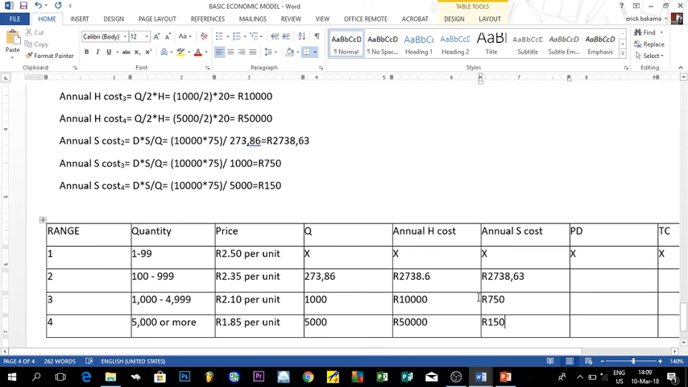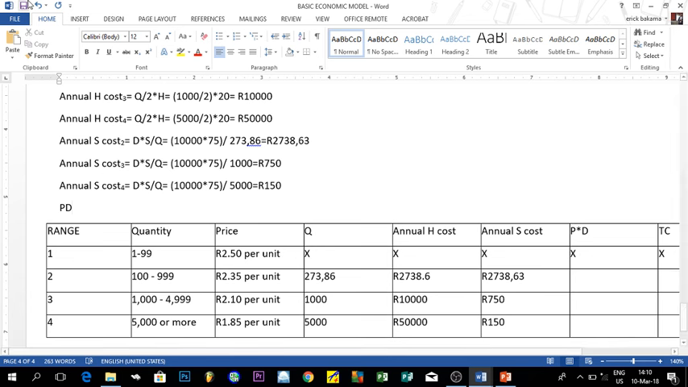And then what needs to be done next is to calculate the PD. To find the PD means price times the demand. Now the price is already given here. Based on this interval, they say that the price is 250. So that means, let me put it like this. So we're going to have PD for this one here. No, it's not the same. So we're going to get the PD for range 2, and then we'll do it for the rest.